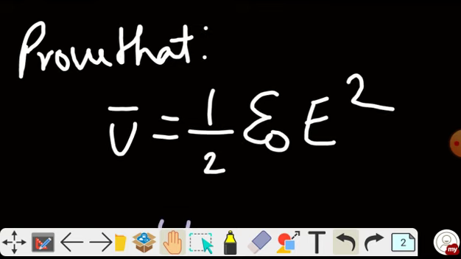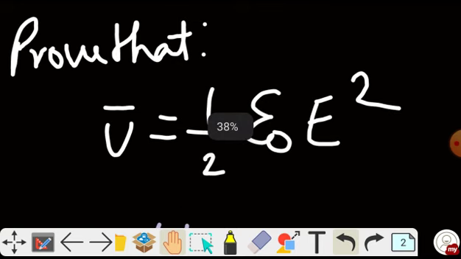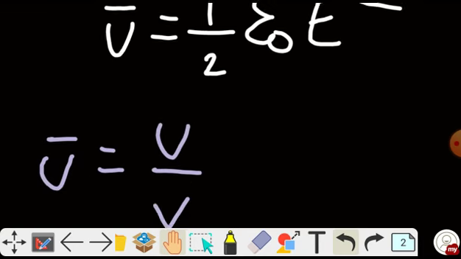Now the next important thing is to prove that the energy density between the plates of a capacitor is given by half epsilon naught E square. This is an important result, you must remember it also, but right now we have to prove that the energy density between the plates of a parallel plate capacitor is given by half epsilon naught E square. Clear? So let's do it.